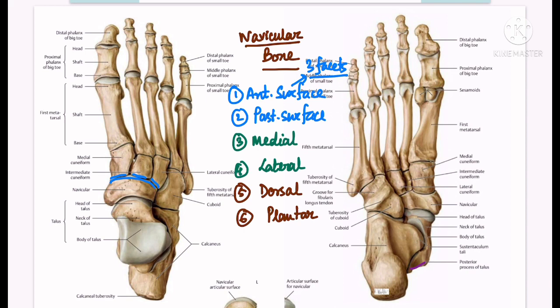The posterior surface is concave, and it articulates with the head of the talus. We know that the talus presents a head followed by a neck, lastly a body, three segments. So the head of the talus, which is the most anterior portion of the talus, fits into the concavity of the posterior surface of the navicular bone.